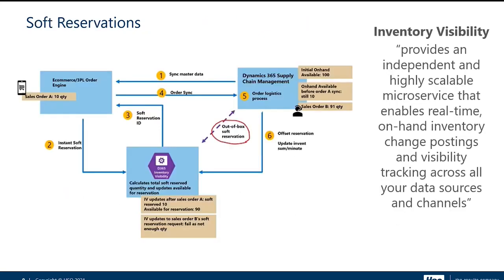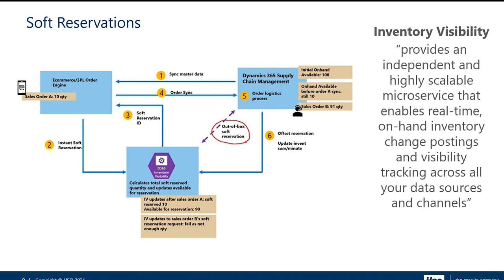I mentioned inventory visibility a couple of times earlier. For those that are not aware, I think it's about 3 years old now, but it's a microservice provided by Microsoft, which tightly integrates with Dynamics, but it doesn't need Dynamics. You can update it from multiple channels, and it gives you a picture of your on-hand stock across all of your locations and legal entities. And as you heard earlier, it has an ATP calculation as well, which goes from 1 week out to 3 months. So it's an independent, highly scalable microservice that enables real-time on-hand inventory changes.